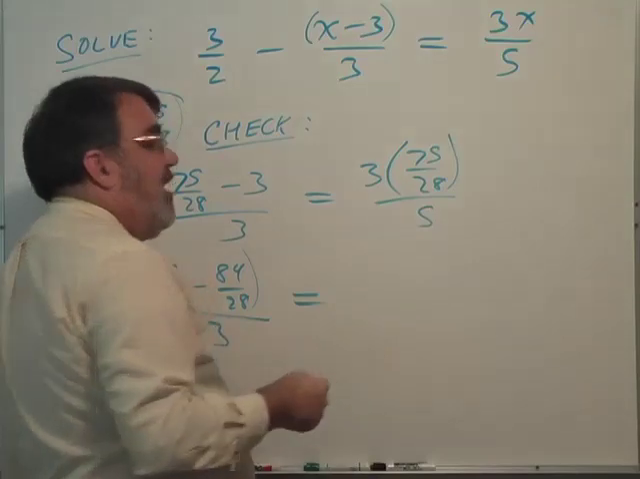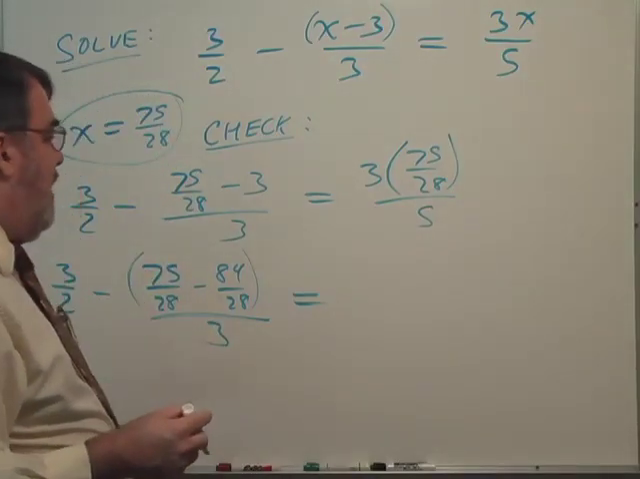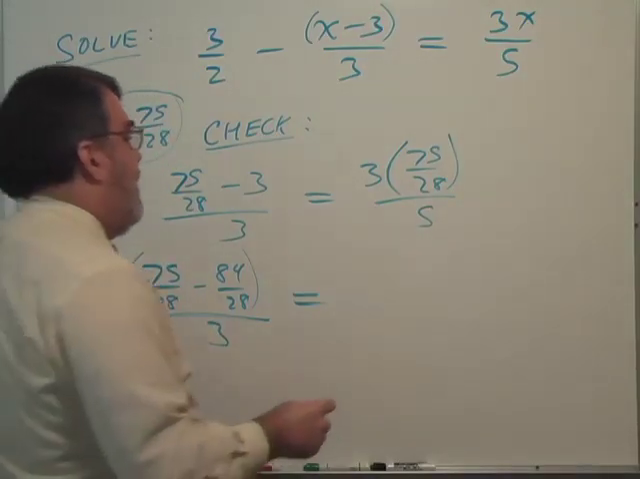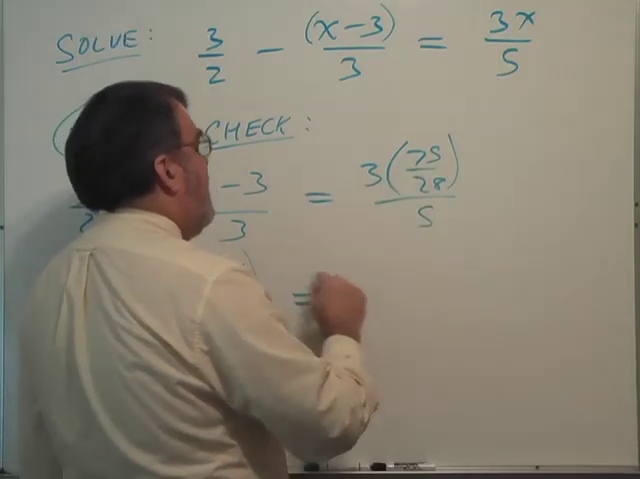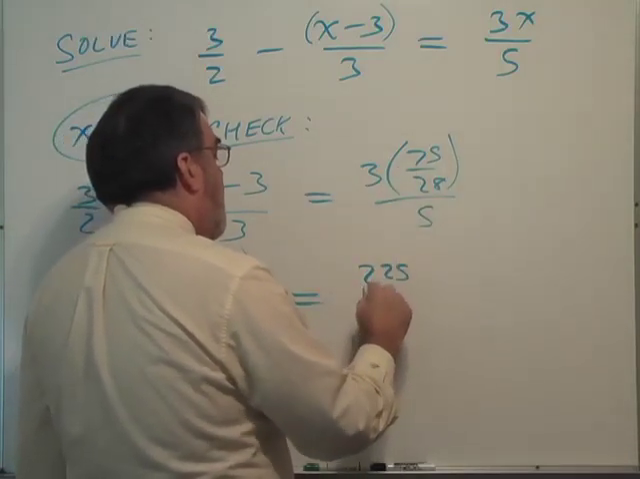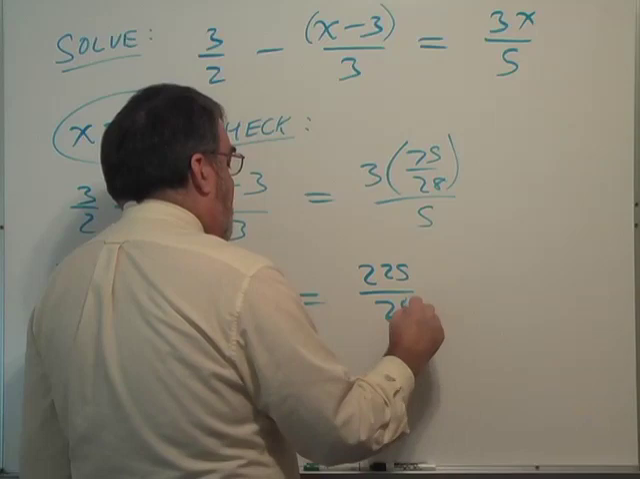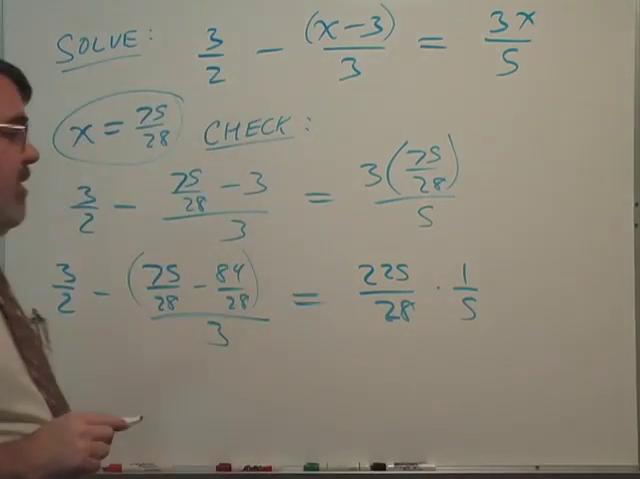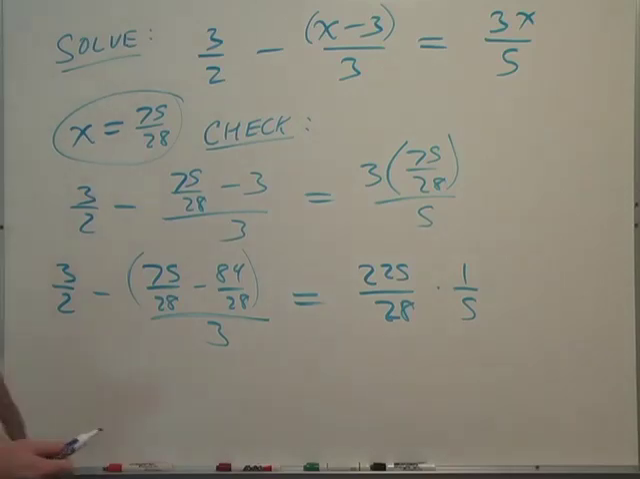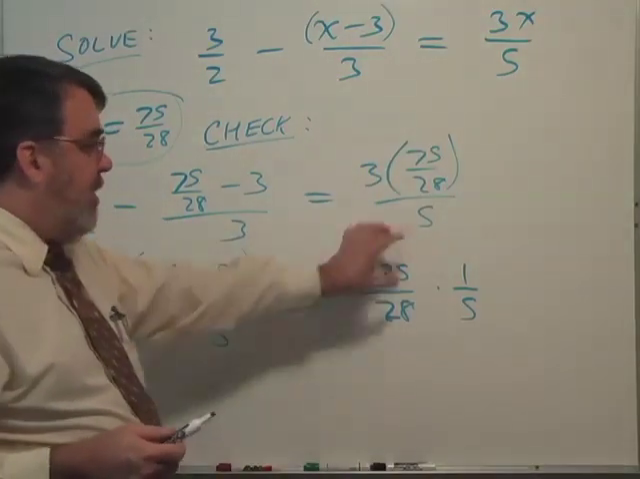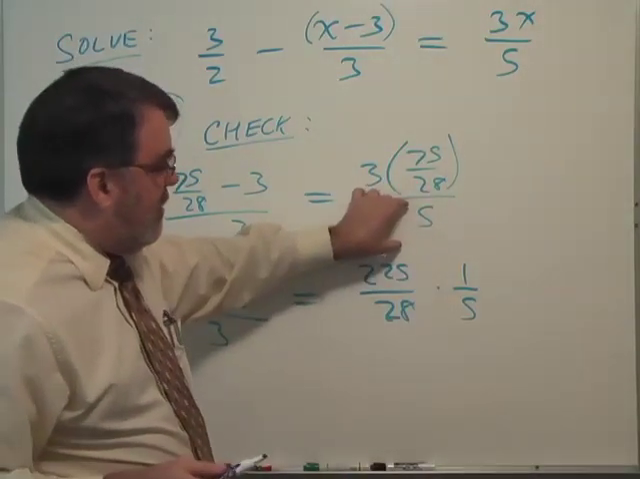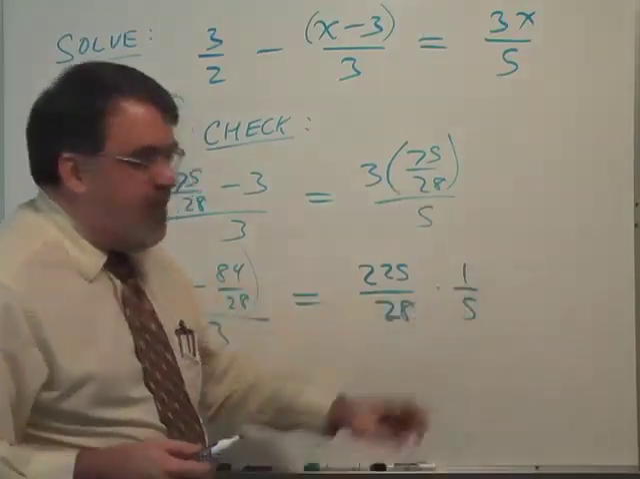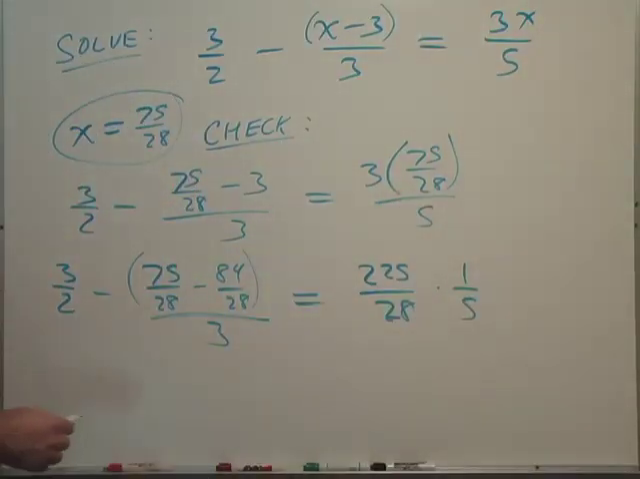I need to do 3 times 75, and I can also divide by 5. Let's do the 3 times 75. This would be, what is that, 225/28. And when you divide by 5, it's the same as inverting and multiplying by 1/5. So it's kind of awkward to have this complex fraction, but we can take out the divide by 5 and replace it by times 1/5. All right, let's see, it's going to start looking better here finally.